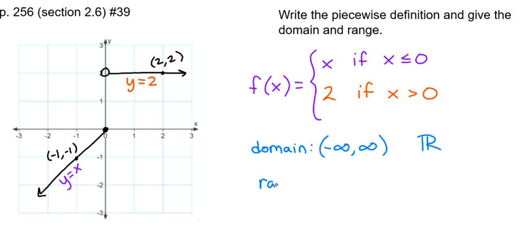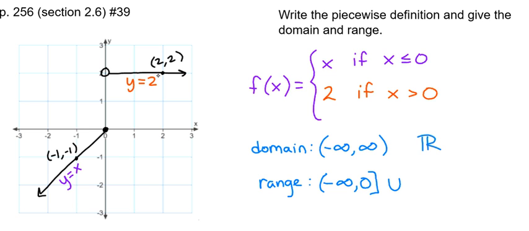And for the range, let's look at the y values that the graph is going through. So for this piece here, we're going through 0 and everything below. So that would be negative infinity to 0, including the 0. And then we have a gap. So we don't want to include the numbers in that gap. Those y values are not part of the range. We'll just put union for or.